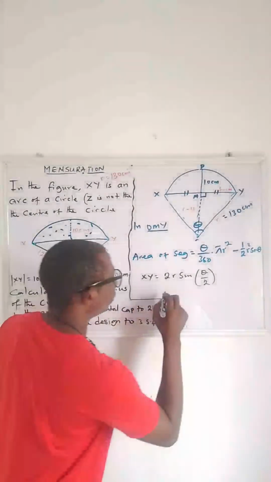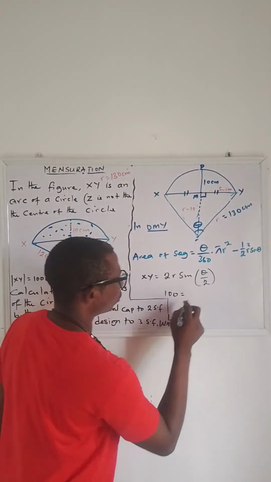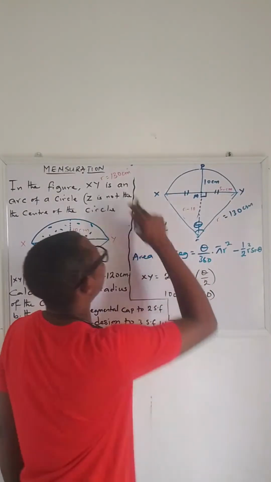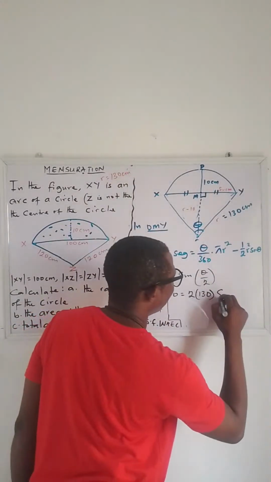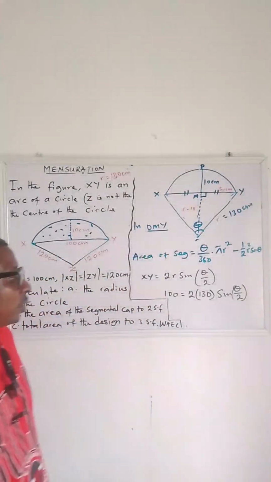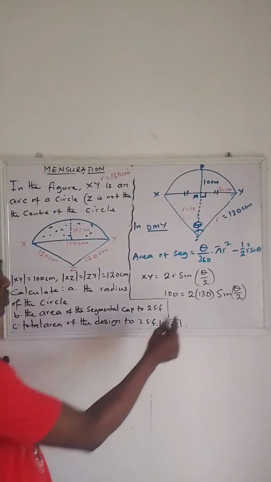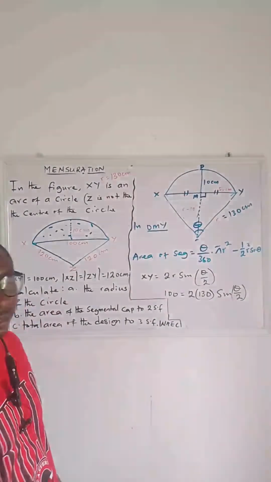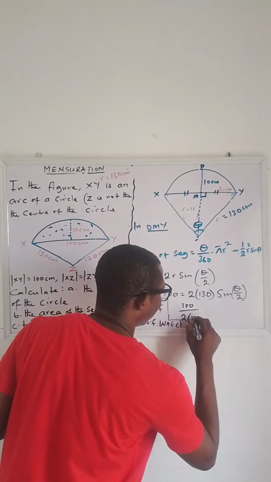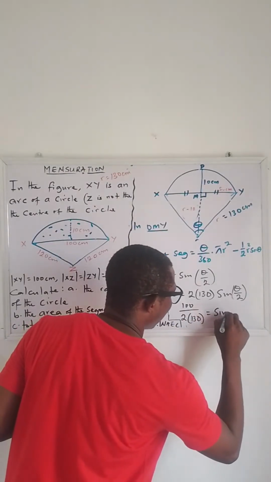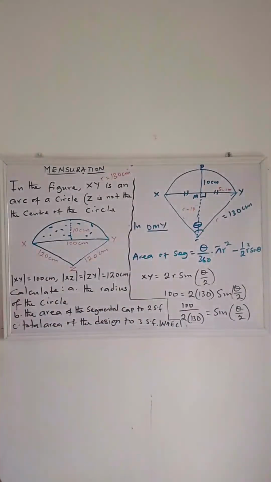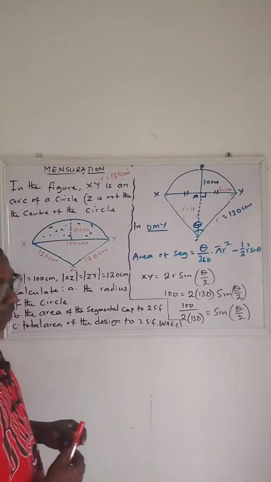So we have 100 equals 2 times r. R is 130. We have that here. 130 sine theta over 2. You get that? So now you divide both sides by 2 times 130. So we have 100 over 2 times 130 equals sine theta over 2. Okay? Are you following? All right.